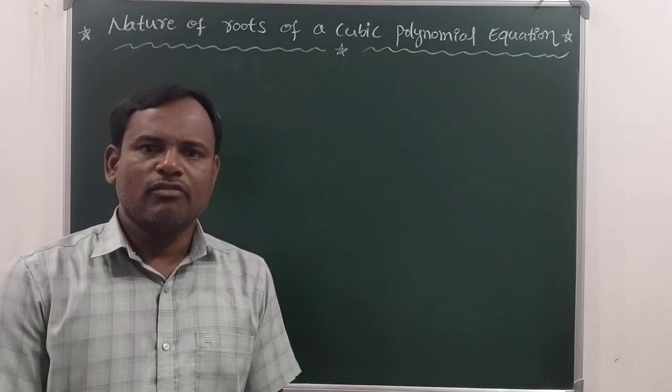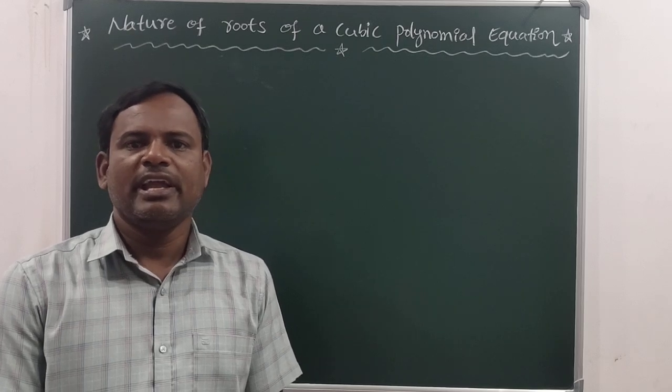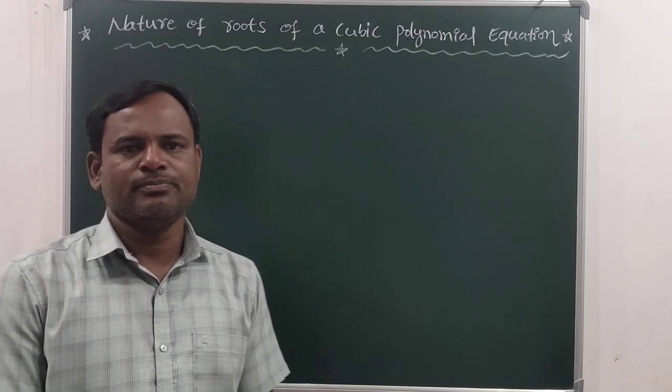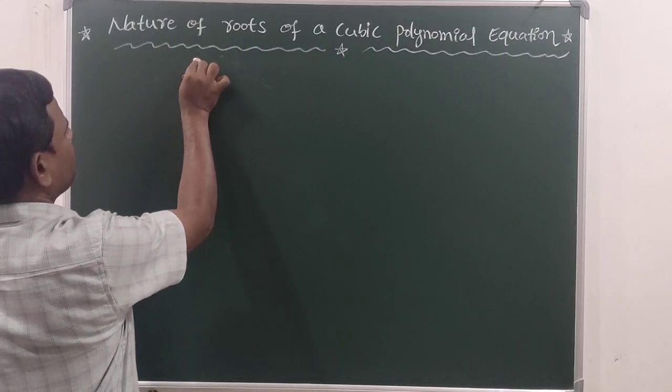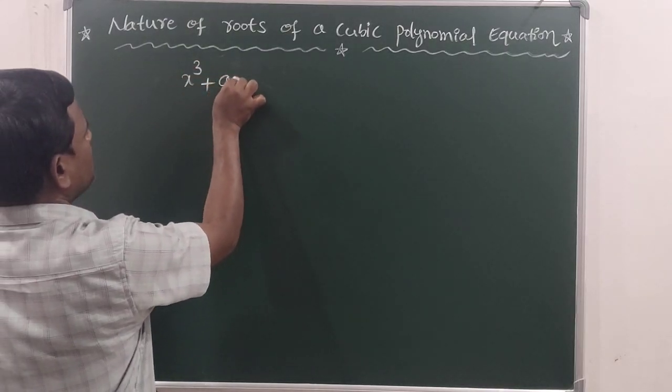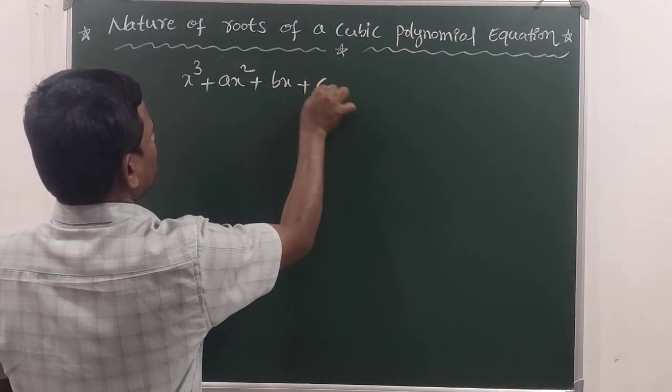In this class, now I am going to discuss with you the nature of roots of a cubic polynomial equation. Consider a cubic polynomial equation x cube plus ax square plus bx plus c equal to 0. This is the cubic polynomial equation.